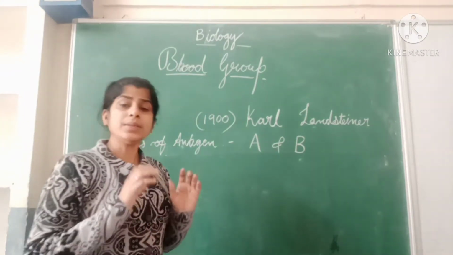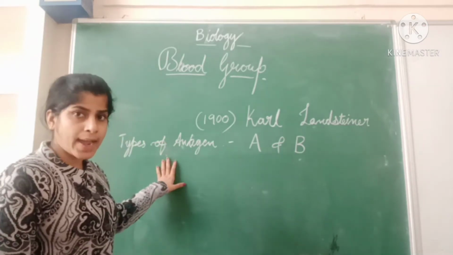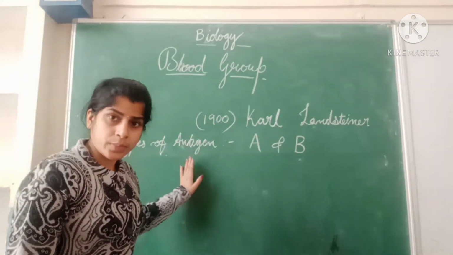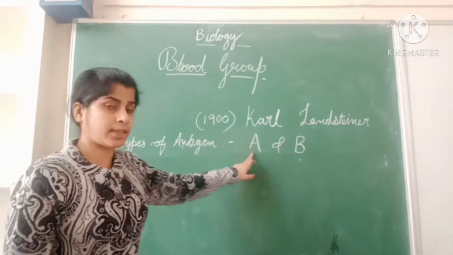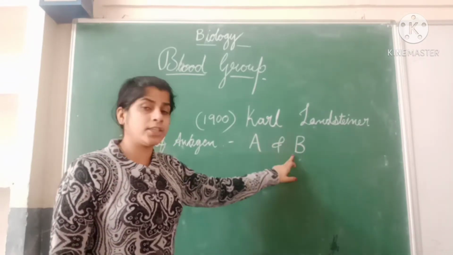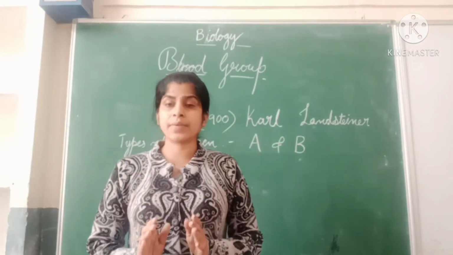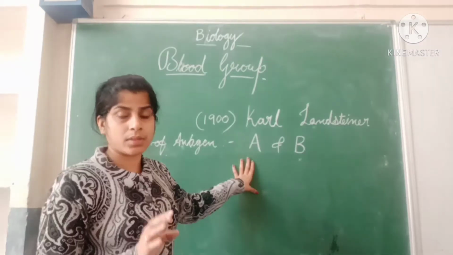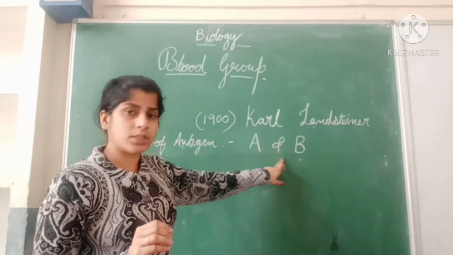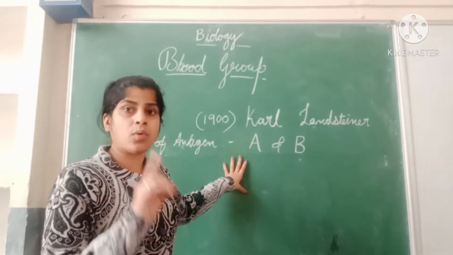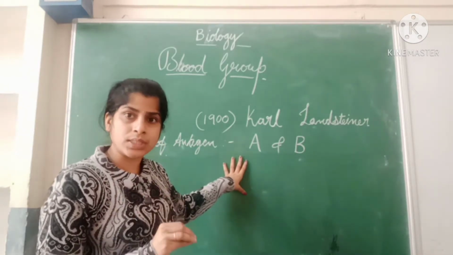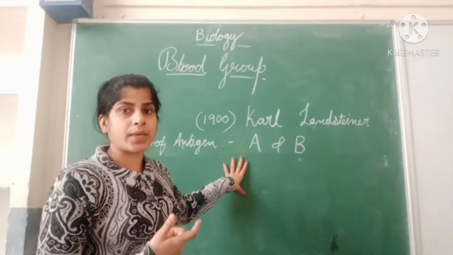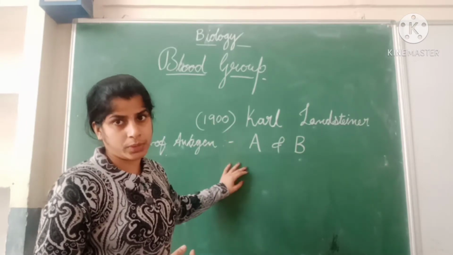In most people there are two types of antigen, antigen A and antigen B. One person may have only one type of antigen present on the surface of RBC, and another person may not have either antigen. On this basis we can find the blood group.